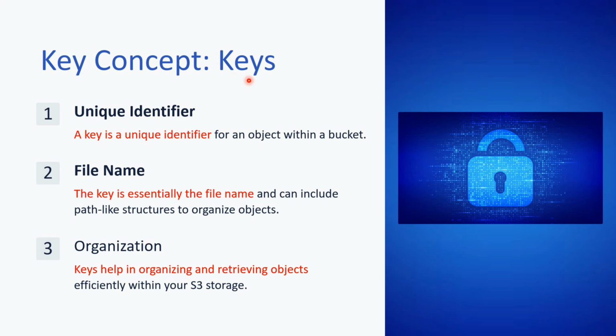What are keys? A key is a unique identifier for an object within a bucket. The key is essentially the file name and can include path-like structures to organize objects. Keys help in organizing and retrieving objects efficiently within your S3 bucket.